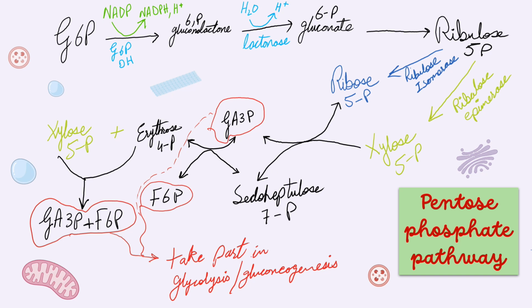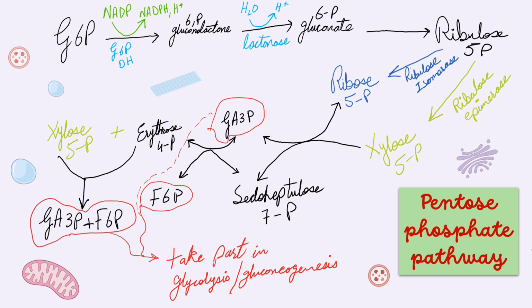Ribulose 5-phosphate, if catalyzed by ribulose isomerase, will be converted into ribose 5-phosphate, and if it is catalyzed by ribulose epimerase, it will be converted into xylulose 5-phosphate. So going from 6-phosphogluconate to ribulose 5-phosphate, we lose one carbon in the form of carbon dioxide, which I forgot to mention over here. So now the 6-carbon molecules are converted into 5-carbon molecules.